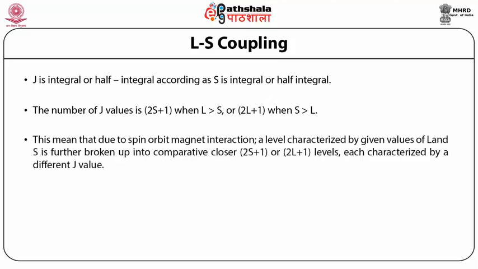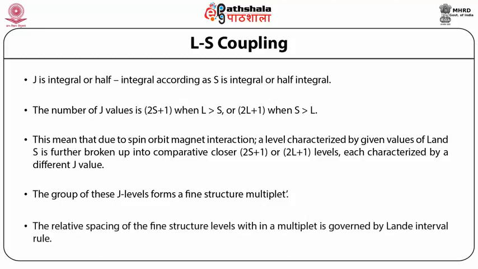This means that due to spin orbit magnetic interaction, a level characterized by given values of L and S is further broken up into closely spaced 2S+1 or 2L+1 levels, each characterized by a different J value. The group of these J levels forms a fine structure multiplet. The relative spacing of the fine structure levels within a multiplet is governed by the Landé interval rule.